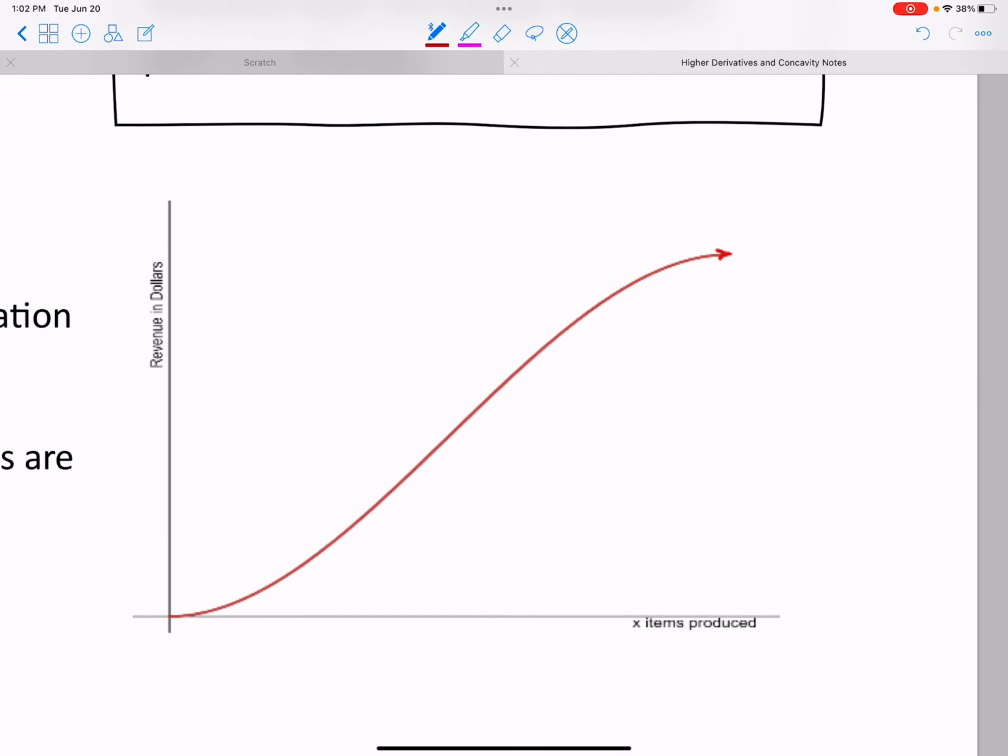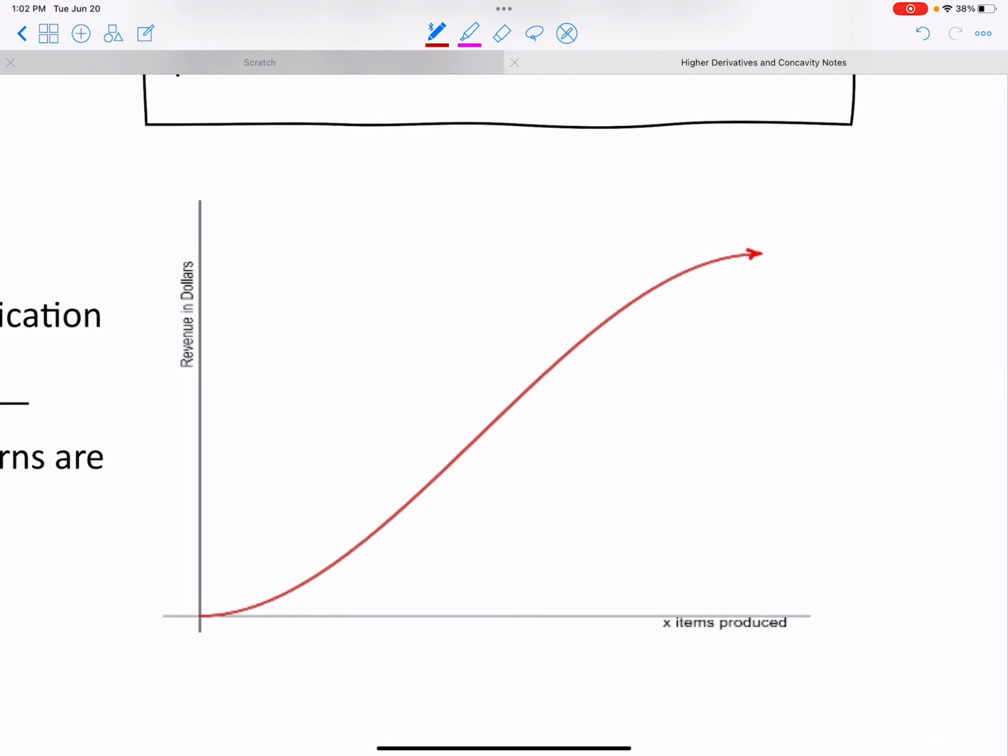Here's an example of a revenue function that's graphed here. So you're producing X items, and then your outputs are the revenue in dollars for producing X items. There is an inflection point in this graph. This graph is concave up to some point here, and then it flips to concave down at some point in there. So again, I can't see exactly where it is, but I know there's going to be an inflection point in here somewhere. So the concavity is changing, right?